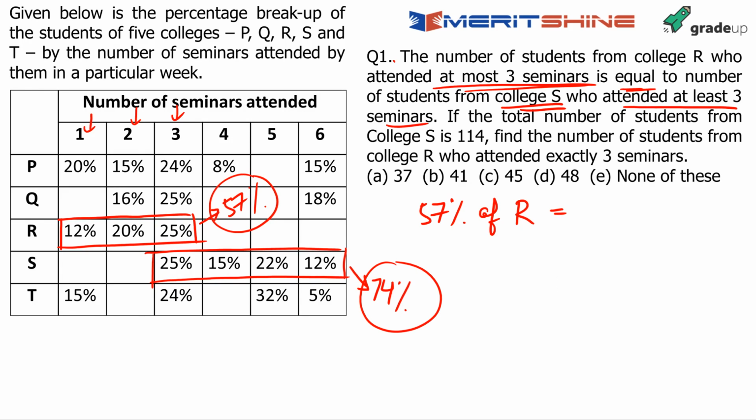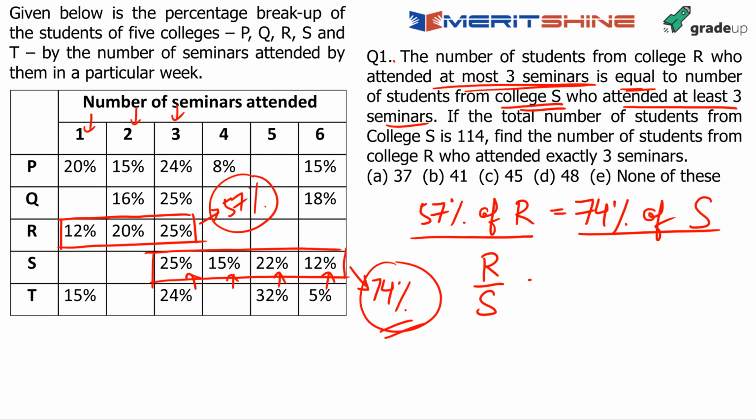So at least 3 seminars would be 3, this number, 4, 5, and 6. 25 plus 15 is 40. 40 plus 22 plus 12, it becomes 74. So this is 74%. So 57% of R is equal to 74% of S. That's what I get from this first line. Now it's very simple. So basically what it tells me is that R by S here becomes 74 by 57. I hope all of you get this part at least.